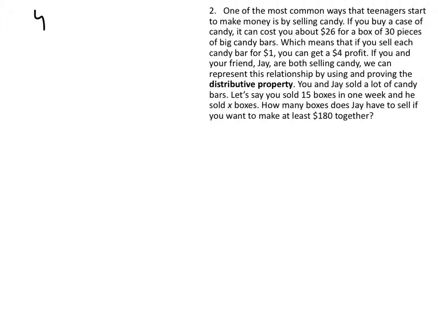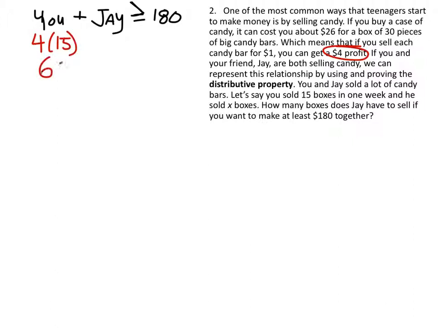So the first way is just the informal method, guess and test kind of. Here's what we know: you and your buddy Jay are both selling these. And when we add the two, however much you make needs to equal 180 bucks, or at least 180. So we could say that the amount you make needs to be greater than or equal to 180. We'll use the same setup later as well. Now, you sell 15 boxes, and for each box, you're going to make $4 of profit. So you are going to make $4 of profit for 15 boxes. That means that you are going to make $60 worth of profit.